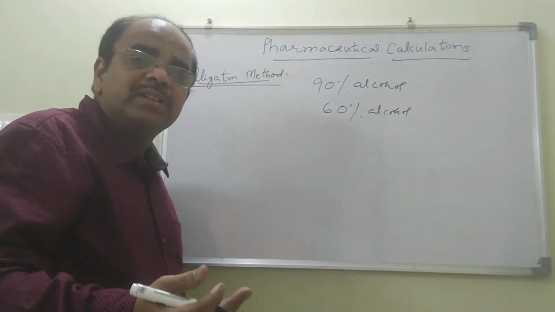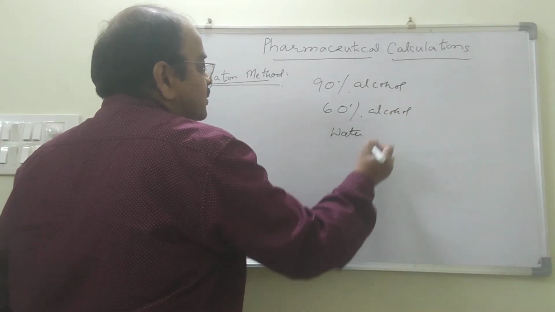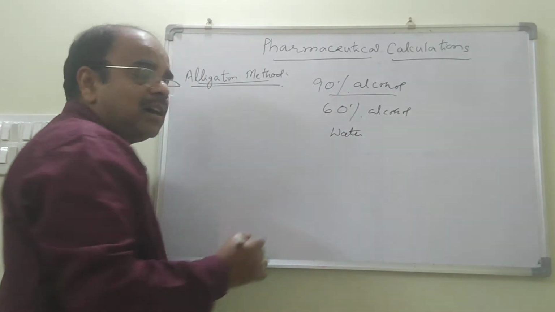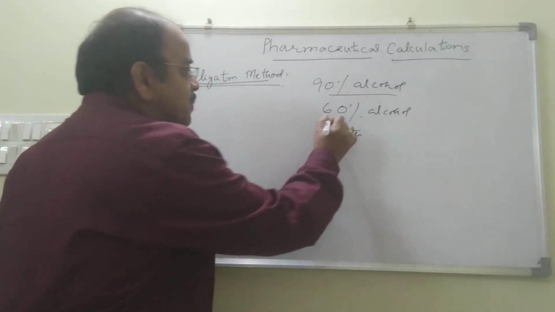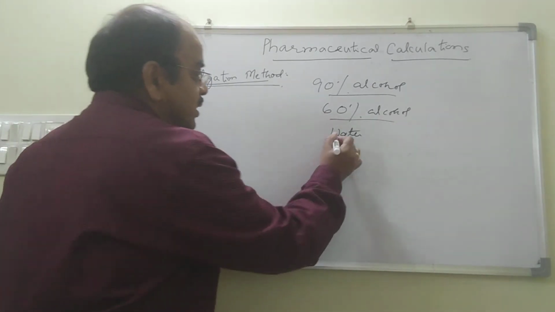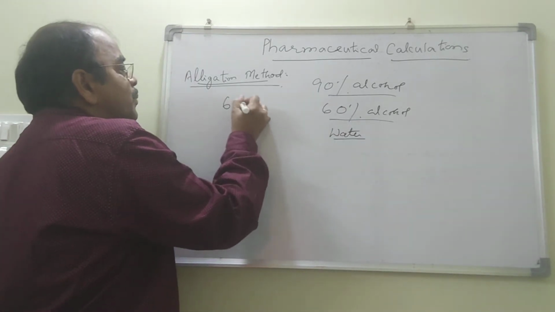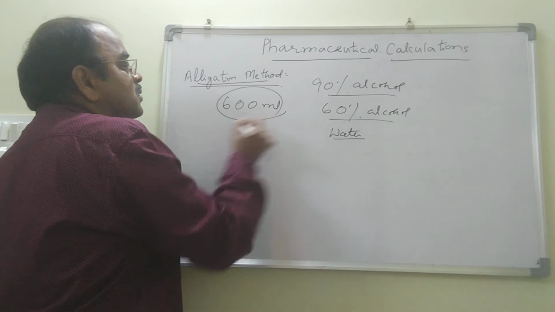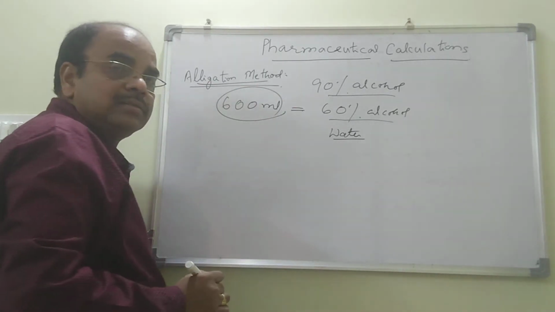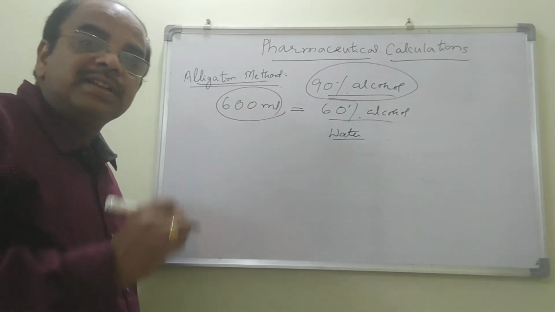Alcohol is miscible with water, so we can use water as the diluent. You have been given 90% alcohol, and you have to prepare 60% alcohol by diluting with water. How many ml do you want to prepare? For example, let us prepare about 600 ml. We want to prepare 600 ml of 60% alcohol using 90% alcohol. For that, we can use the alligation method.